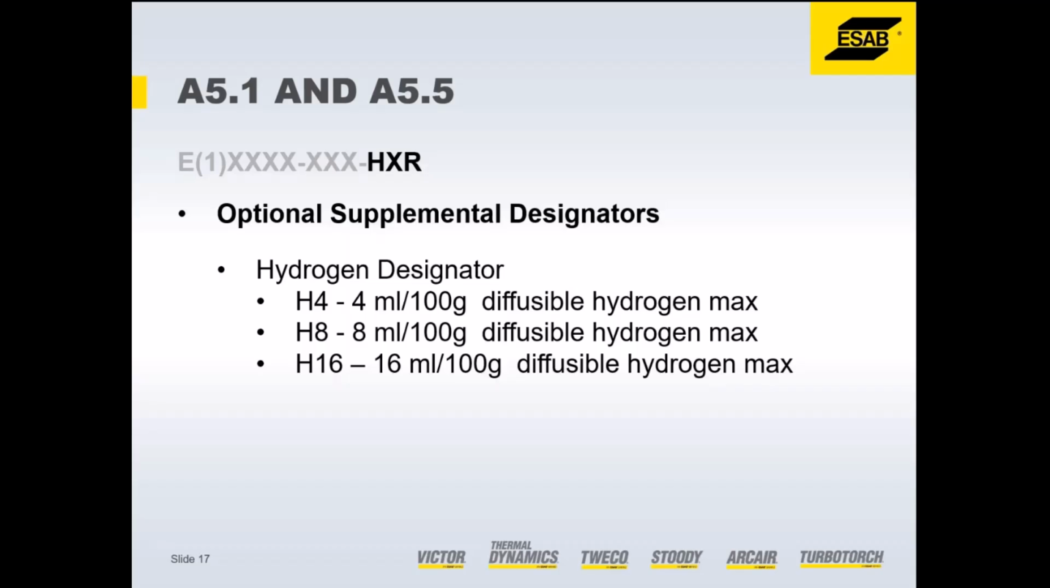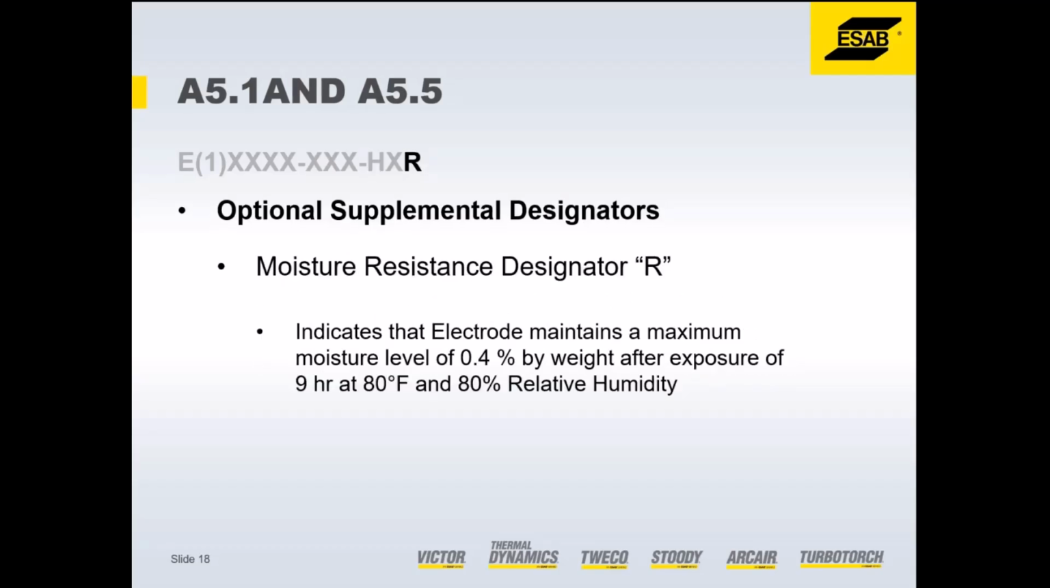And then the last designator there, the R, is a moisture resistant designator. Those electrodes are tested after exposure to air. Typically it's 80 degrees Fahrenheit at 80% relative humidity, and they are able to maintain that 4 milliliters of hydrogen per 100 grams of weld metal after that exposure. So you can be certain that those electrodes will maintain that low hydrogen designation if they sit out for a full shift.